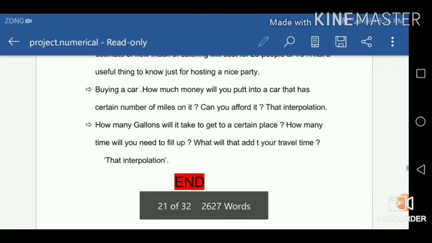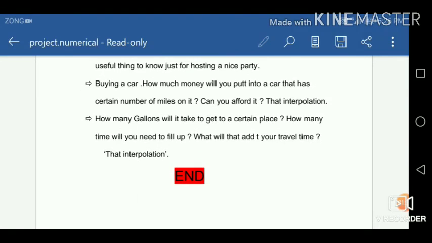Now the second one is buying a car. How much money will you put into a car that has a certain number of miles on it? Can you afford it? That's interpolation. And number three is how many gallons will it take to get to a certain place? How many times will you need to fill up? What will that add to your travel time? That's also interpolation.